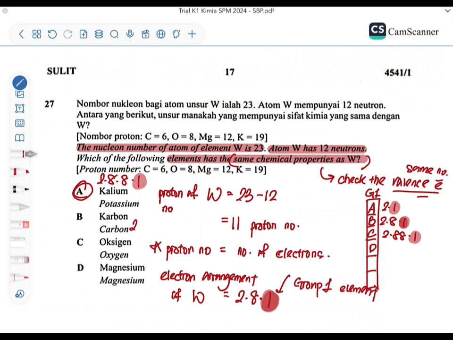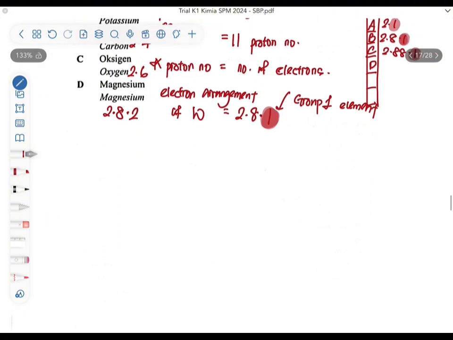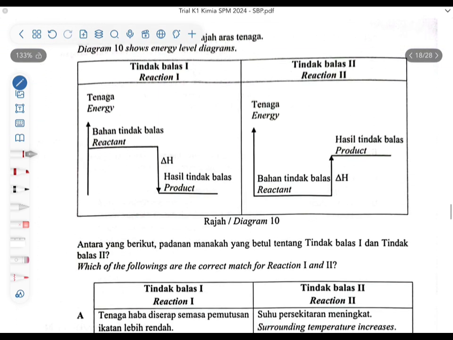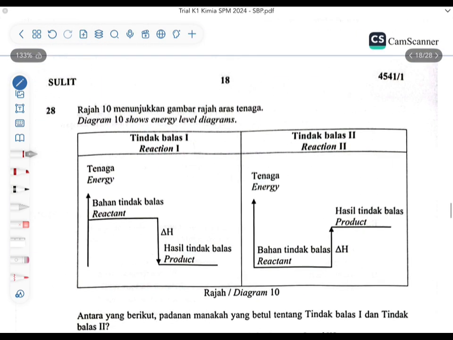And then for carbon, we will get 2.4, oxygen 2.6, magnesium 2.8.2. Okay, so let's continue to the next question.